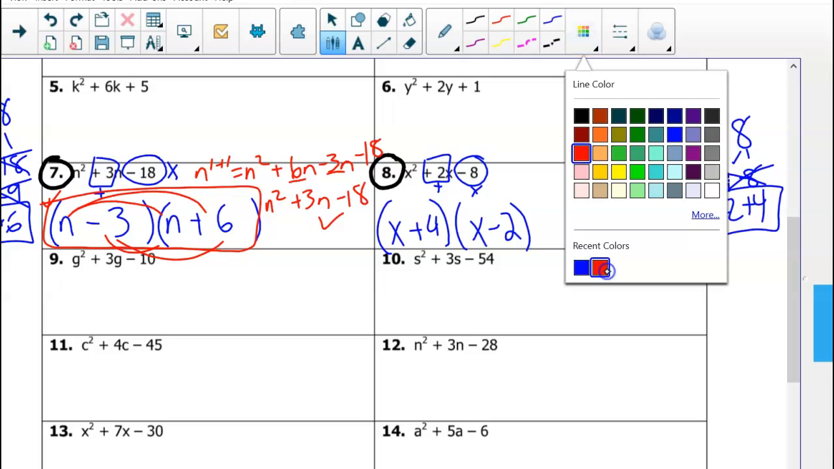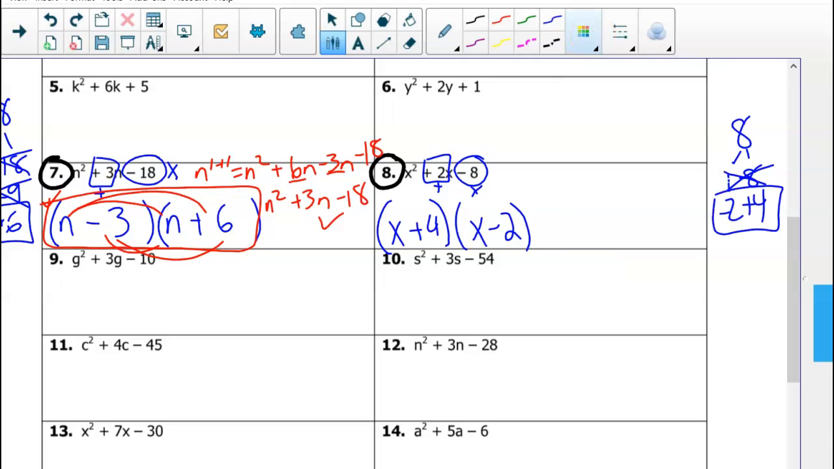Just to check this, x times x is x squared. X times negative 2 is negative 2x. 4 times x is positive 4x. 4 times negative 2 is negative 8. Combining my like terms, I have x squared plus 2x minus 8. So that works. We're going to go over a couple more of these.